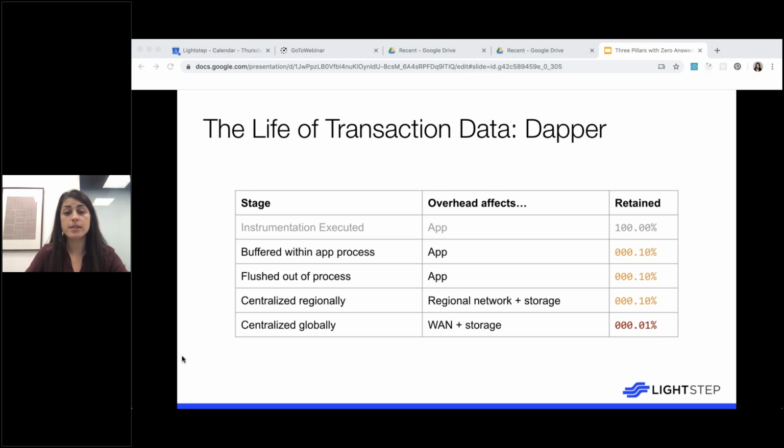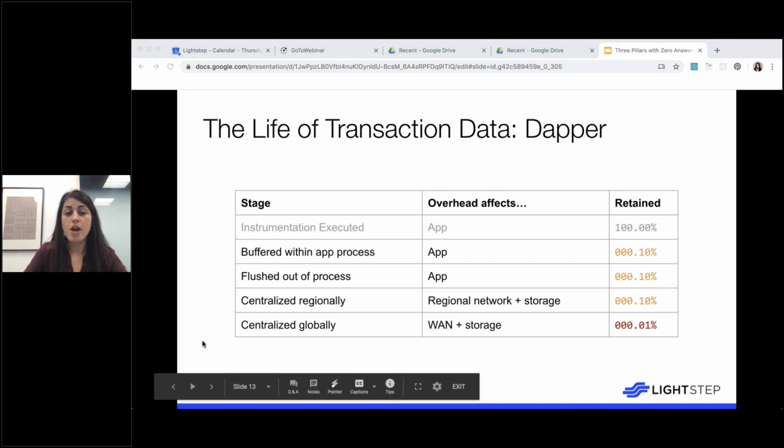You can see here that they were able to significantly reduce the cost of getting this data out of process and into regional storage by only keeping 1 in 1,000 transactions. And then they had to do another 10x downsampling of that data to get into truly globally centralized storage. So at the end of the day, they only kept 1 in every 10,000 transactions, and the other 9,999 transactions were discarded.